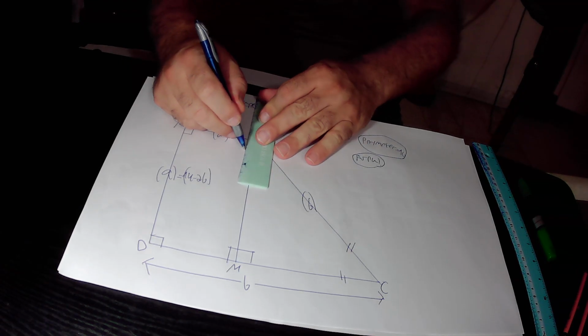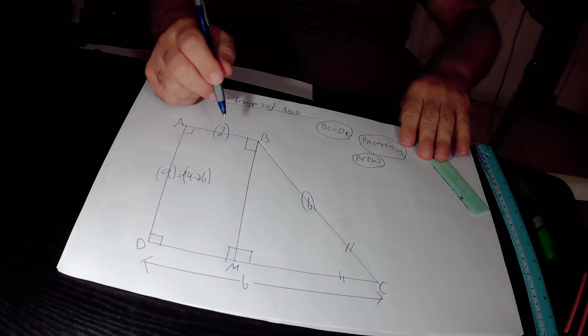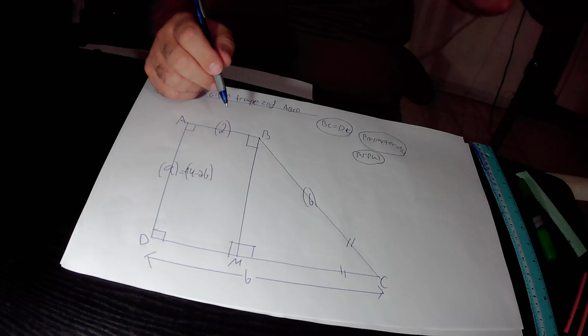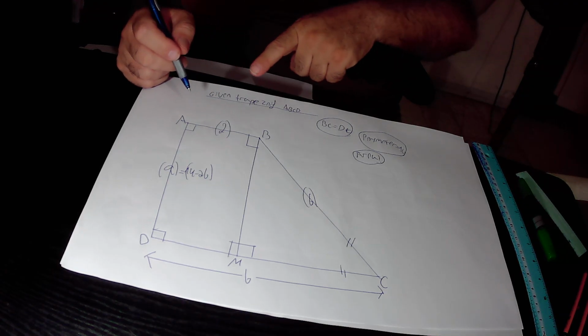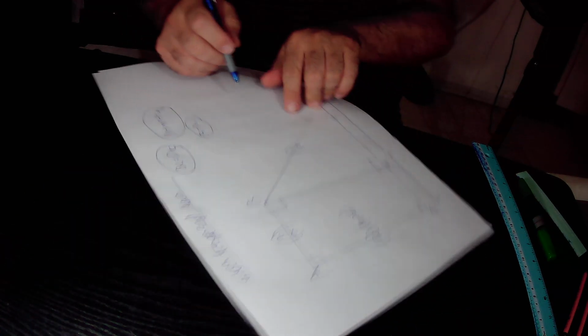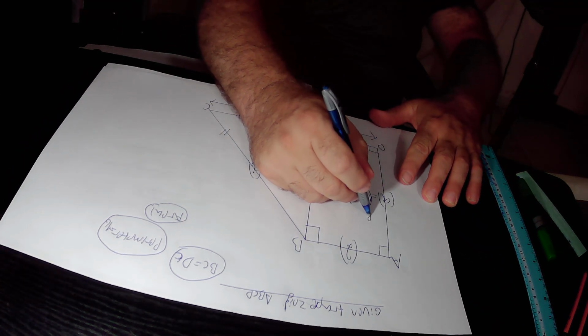So inside quadrilateral ABMD, we have 4 right angles, and according to the rule, any quadrilateral that has 4 right angles must be a rectangle or a square. So we write that this quadrilateral ABMD is a rectangle because it has 4 right angles. Quadrilateral ABMD is a rectangle according to the rule.